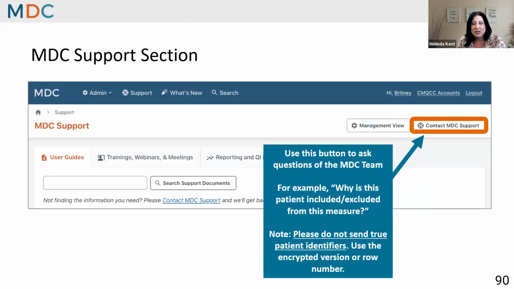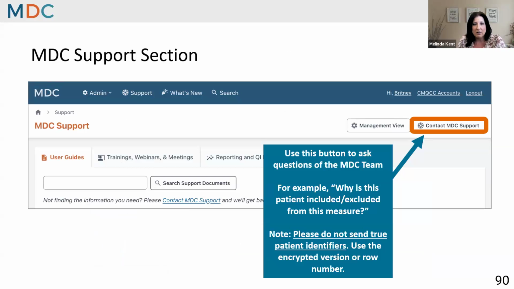If you guys have any questions, if you want help setting up your files, or if you're trying to set up your file and you just need a few little pieces of information, please click on this Contact MDC Support button. Use this button to ask questions of the MDC team for anything, not just this. An example, for this or another measure, would be, why is this patient included or excluded? We see those questions a lot.